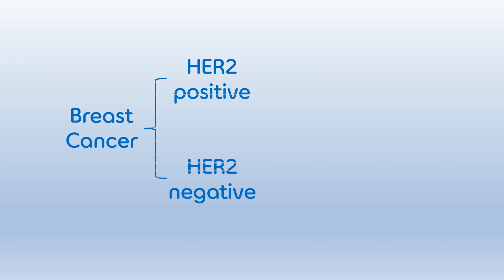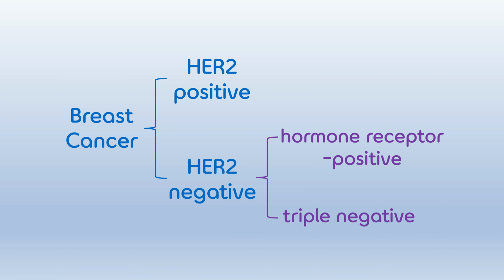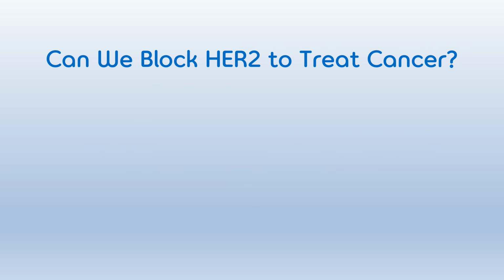However, not all breast cancers are caused by HER2. So breast cancers are generally divided into two types: HER2 positive, which show high HER2 levels, and HER2 negative, which do not. HER2 negative breast cancers can be further classified into hormone receptor positive and triple negative types. But in this video, we will focus only on HER2 positive breast cancer, which accounts for about 25% of all breast cancers.